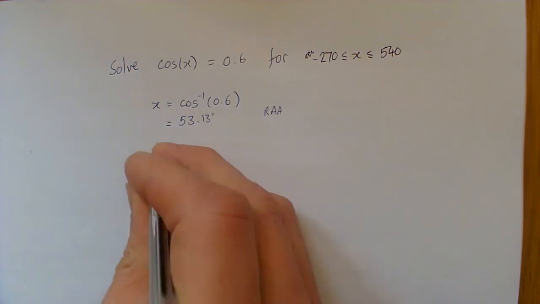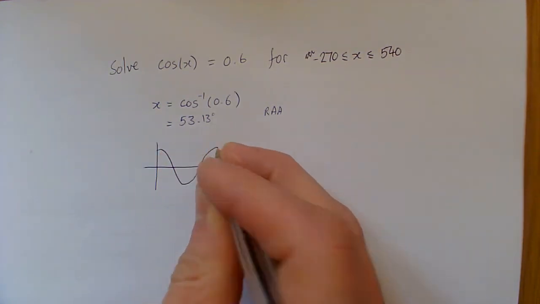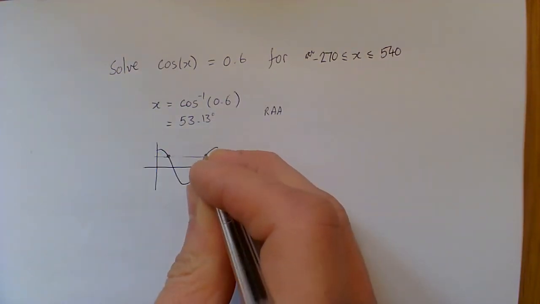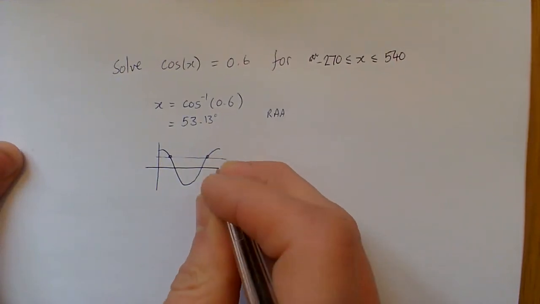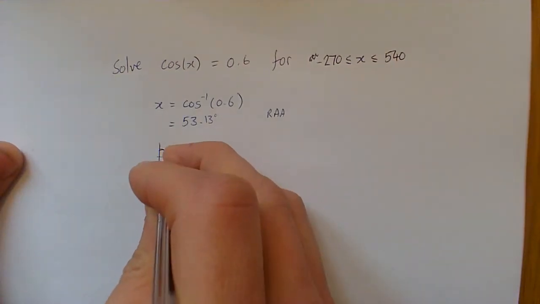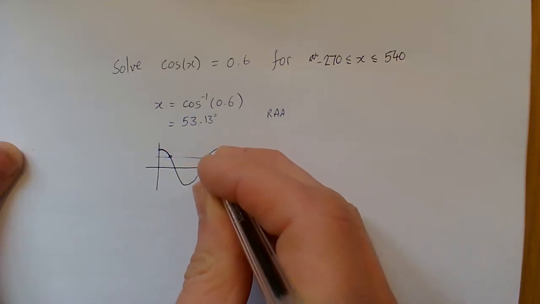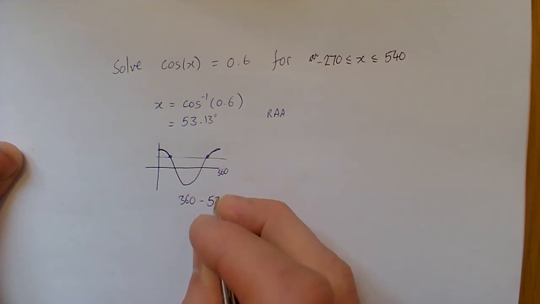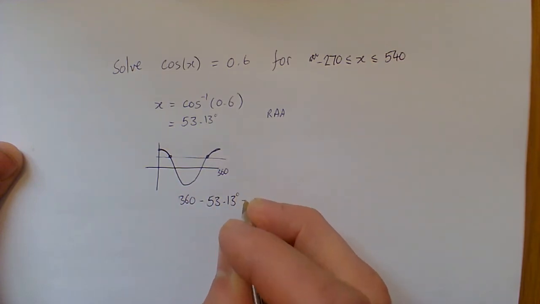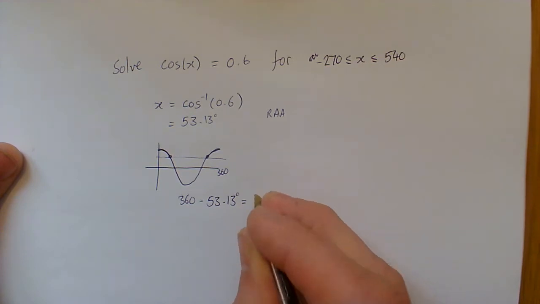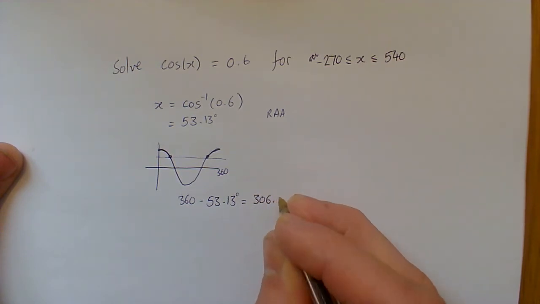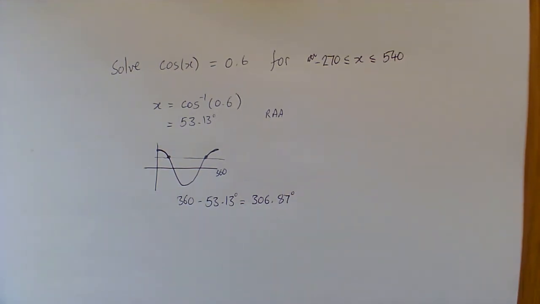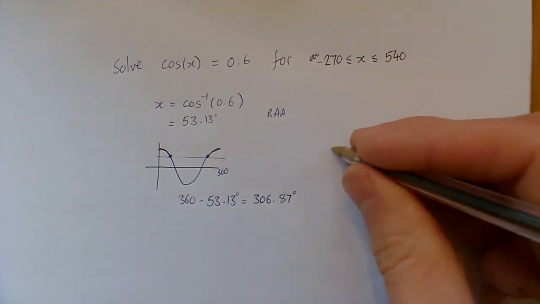I'll rush through this section a wee bit because you've seen it so many times, but we'll sketch ourselves a graph. We've got one angle there, we've got one angle here. So this one along here, well, if this bit is 53.13 degrees along, this bit is 360 take away 53.13 degrees. And that is going to give us, and you can just put it in a calculator, 306.87 degrees. So far, so good. Nothing out of the ordinary.